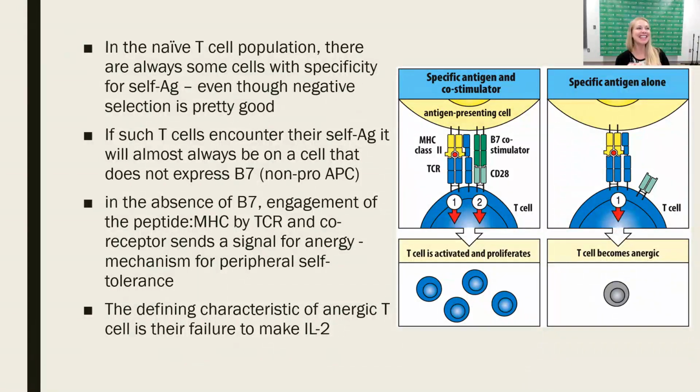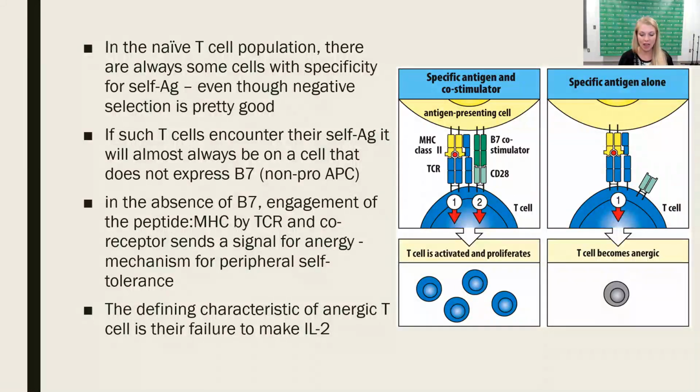Okay. In the naive T cell population, even though testing was done of the T cell receptors to make sure that there's not any autoreactive T cell receptors, it's not 100% perfect. And so every now and then there might be a mature yet naive T cell that has the potential to recognize self. It's another good reason that CD28 has to be engaged in order for the T cell to be turned on, because antigen presenting cells like dendritic cells are not going to express B7 if there's not an infection.